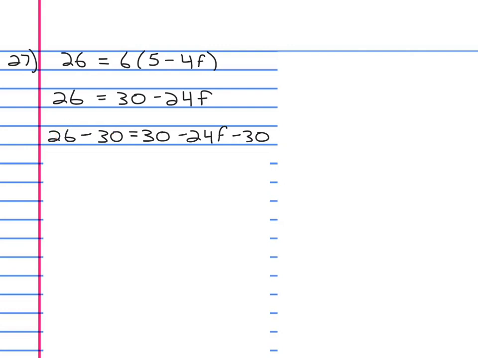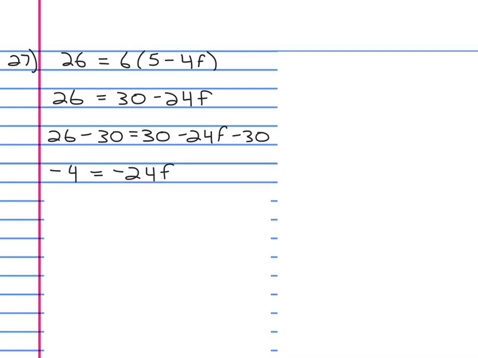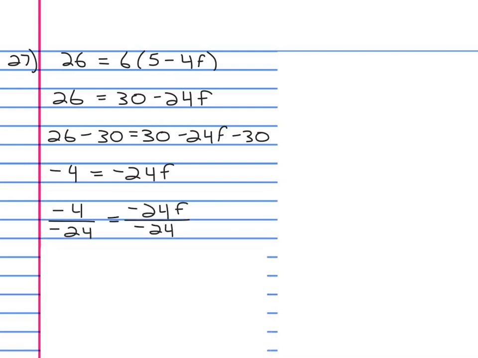Okay. Now we're combining like terms. 26 minus 30 is negative 4. These two terms, the constant terms, undo each other and cancel out. That's why we did it. So negative 4 equals whatever's left on this side, negative 24f. Okay, what's happening to f? It's being multiplied by negative 24. We need to undo it with its inverse operation of divide by negative 24 on both sides.